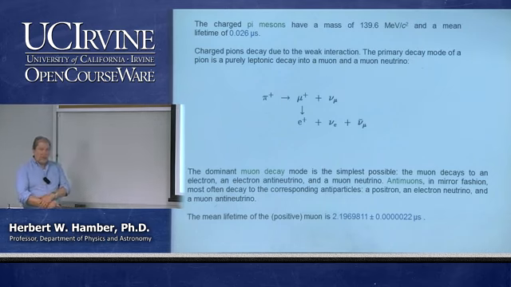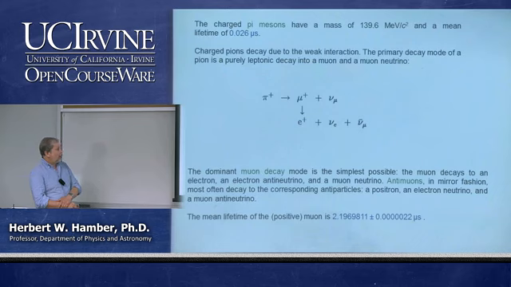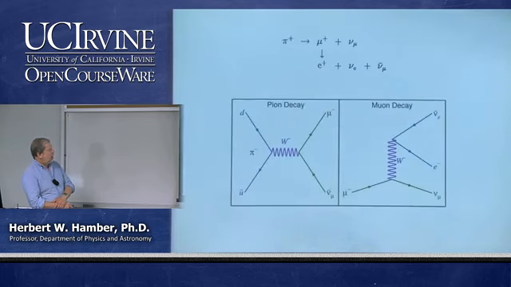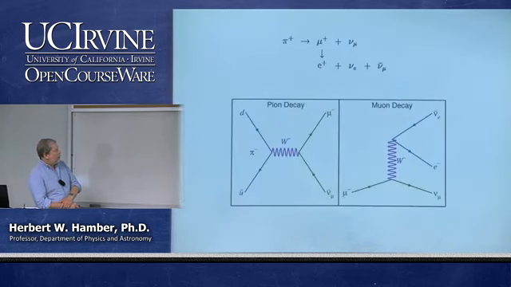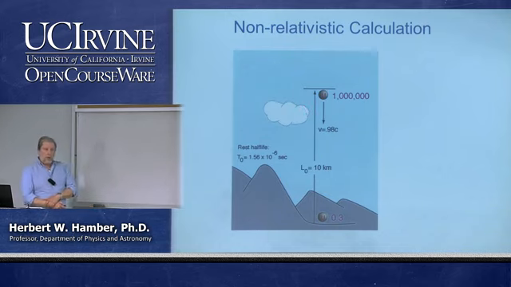So this is a very nice setup to test whether special relativity is correct. These kinds of experiments were done already in the late 40s and 50s. And so it's a Feynman diagram description of the process. And so the first thing you do is a non-relativistic calculation where you estimate the distance that the muon will travel based on its lifetime, right?